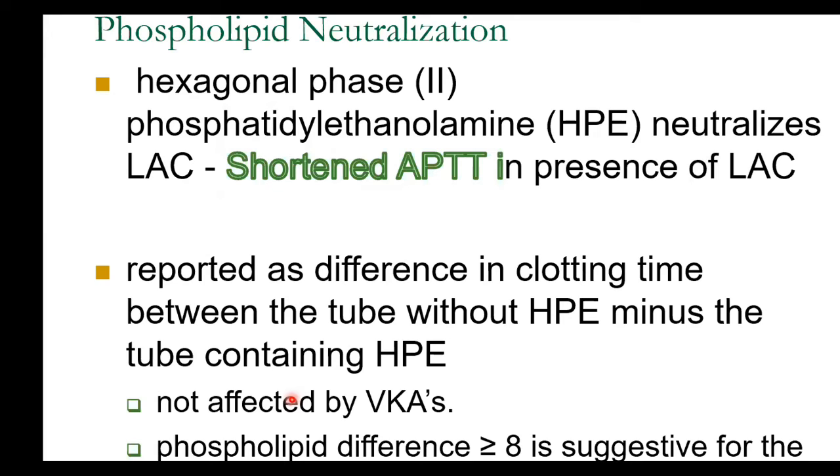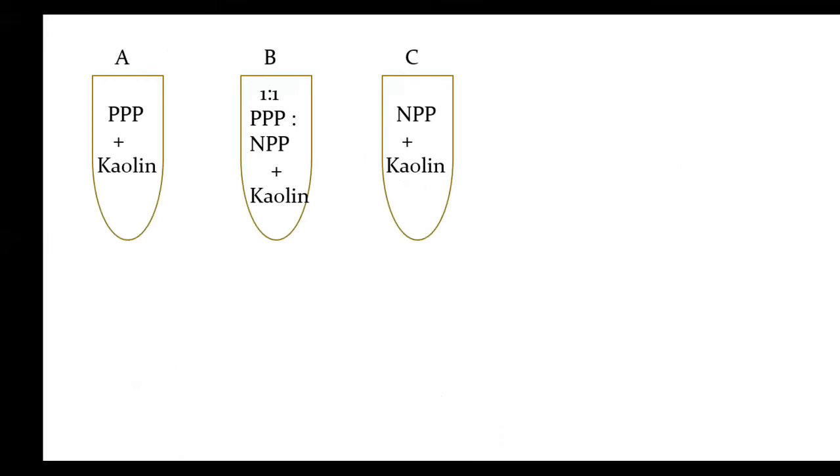So if APTT is not shortening, that means LAC is not present. But if APTT is shortening after adding HPE, that means that lupus anticoagulant is present. And the difference between with and without adding, if it is more than 8 seconds, is suggestive of lupus anticoagulant.